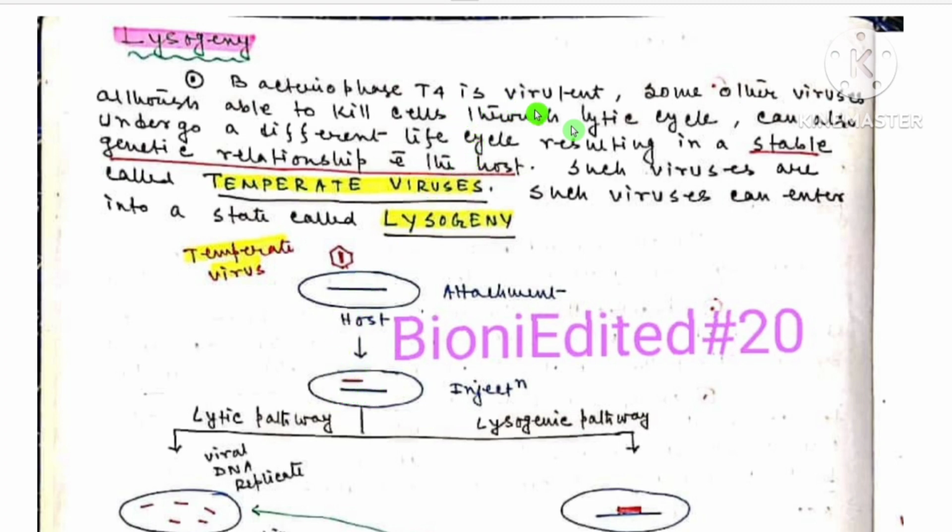The bacteriophage T4 is virulent, but some other viruses, although able to kill cells through the lytic cycle, can also undergo a different life cycle pattern, resulting in a stable genetic relationship with the host. Such viruses are called temperate phage. So phages which show the lysogenic cycle are known as temperate phage, but phages which show the lytic cycle are known as virulent phage. Such viruses can enter into a state called lysogeny.